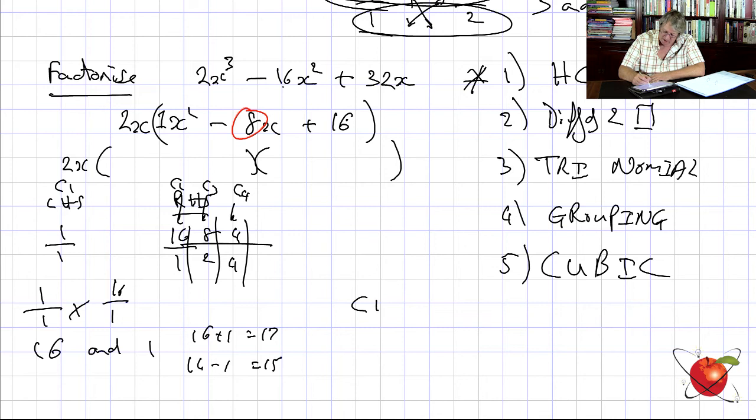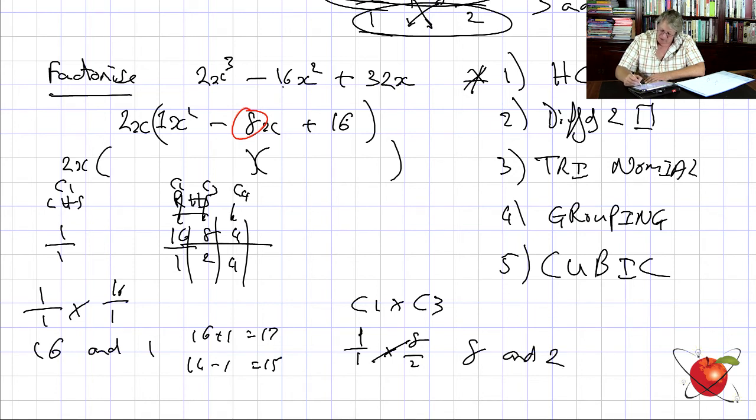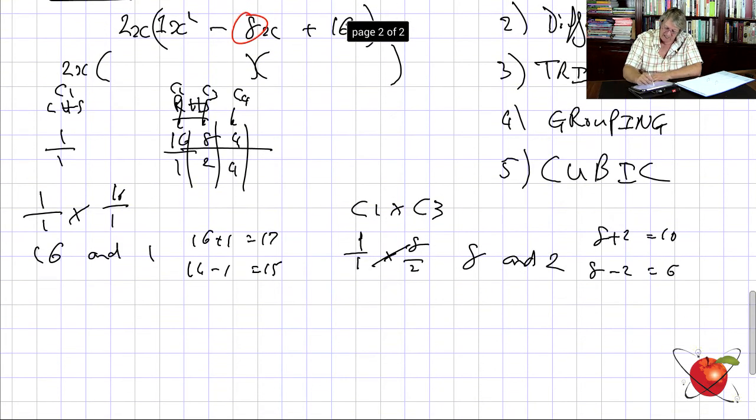Let's go column 1 cross multiplied with column 3. 1, 1 times column 3 is 8 and 2. That's going to be 8 times 1 is 8 and 2. What do I get now? 8 plus 2 is 10. 8 minus 2 is 6. Nope, I haven't got my 8. All right, let's keep going.